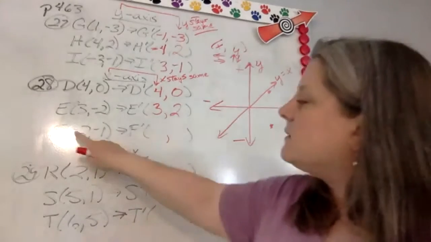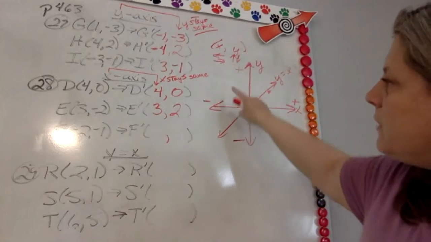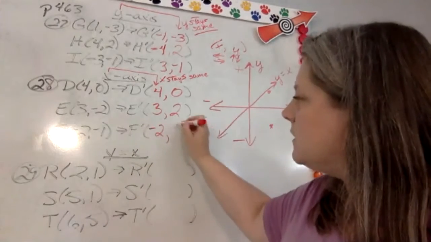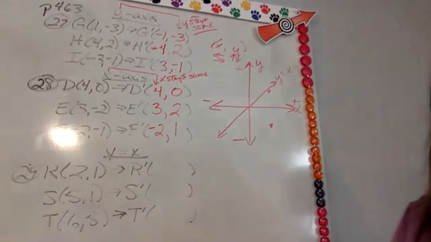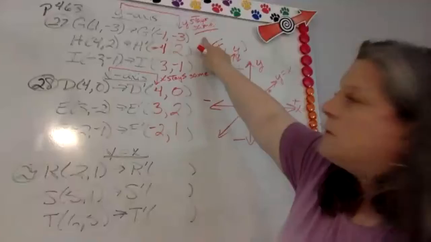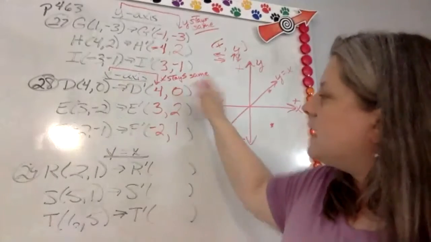Now this one, it was a -2, -1, so that's over here. When I flip it over the x-axis, it's still going to be at -2, but it's going to be a +1. When you're reflecting over y-axis, the y stays the same. When you're reflecting over the x-axis, the x stays the same.